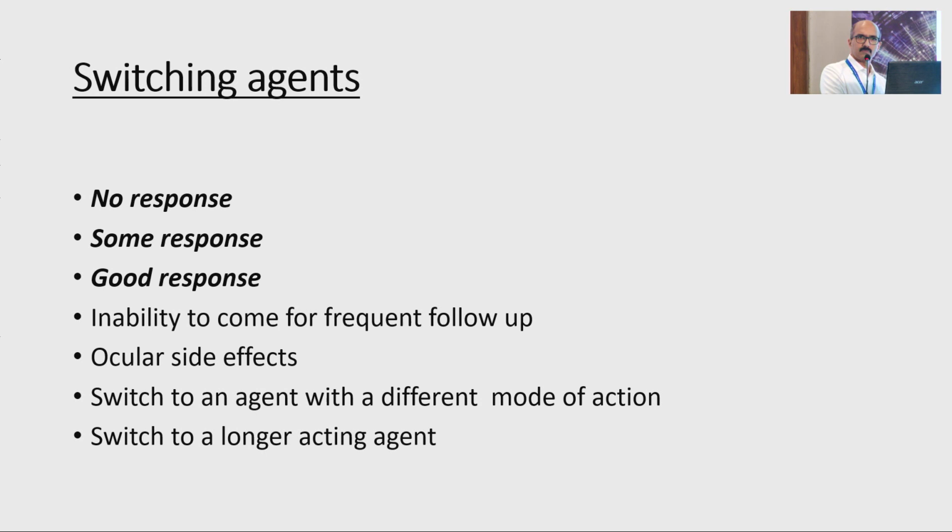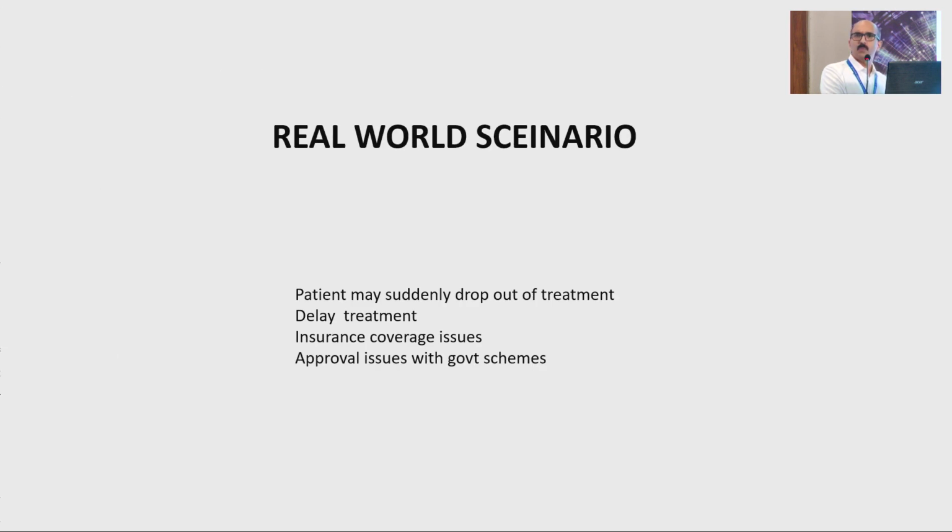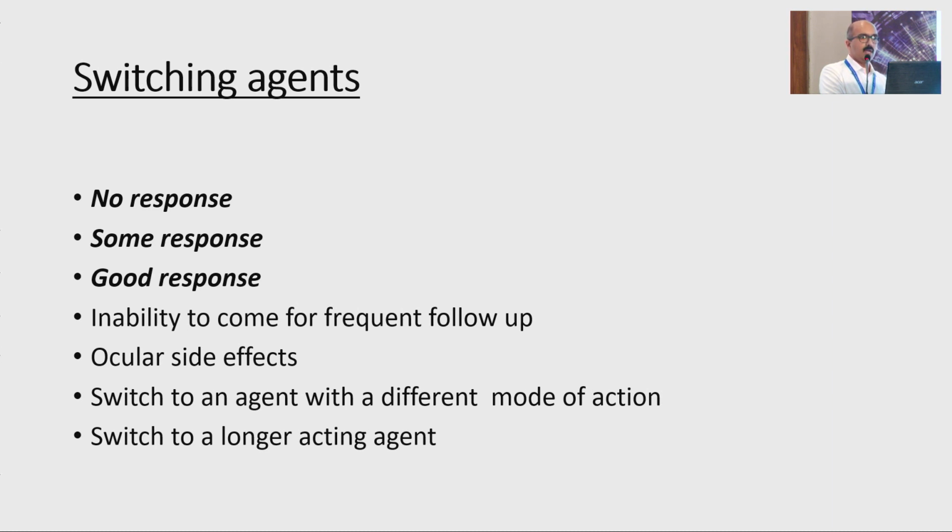A word about switching of agents, or switching from one anti-VEGF to the other. If there is no response, there is no doubt we need to shift to another agent. But if there is some response, what do we do? In CNVMs, I would definitely switch to another agent after 3 doses if there is only some response. But in DME, I would like to wait for a couple of injections more, because we have seen in DME that there are late responders who will respond in the later injections.